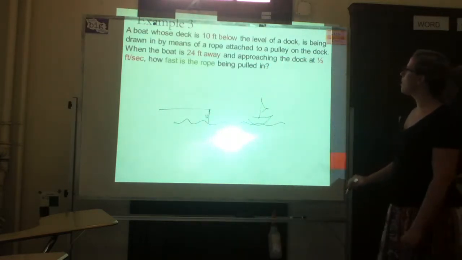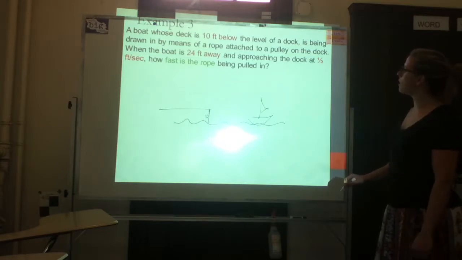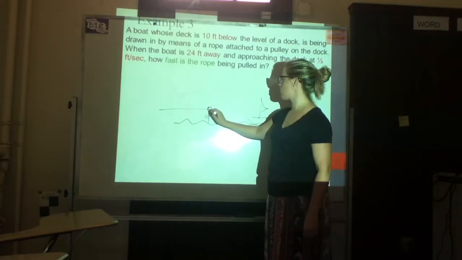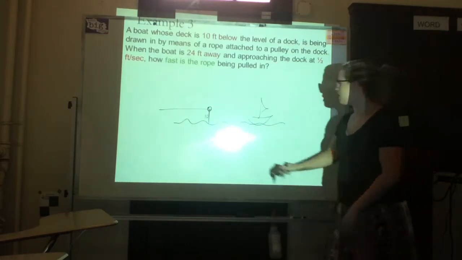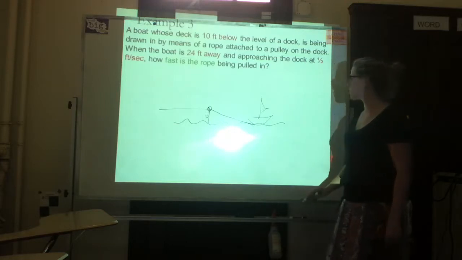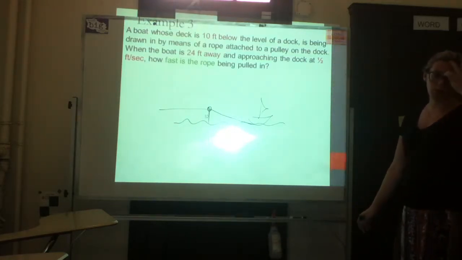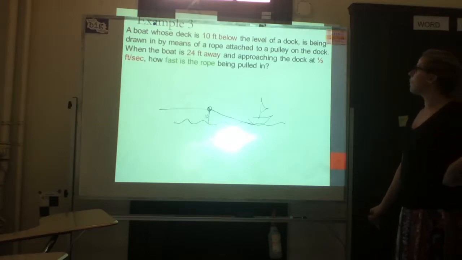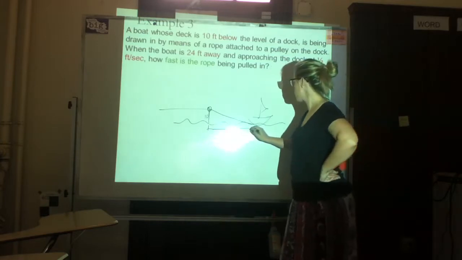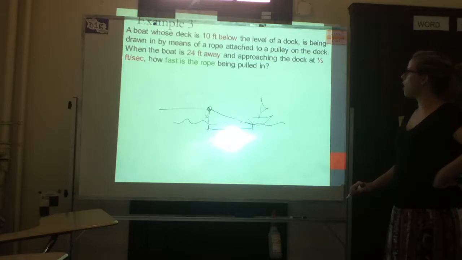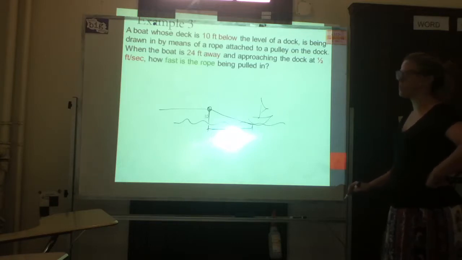It's being pulled by means of a rope attached to a pulley on the dock. So we're picturing the pulley being here, and here it's attached to the boat. We're going to assume it's attached to the boat at the bottom, equal to the water. When the boat is 24 feet away and approaching the dock at 1/2 foot per second, how fast is the rope being pulled in?